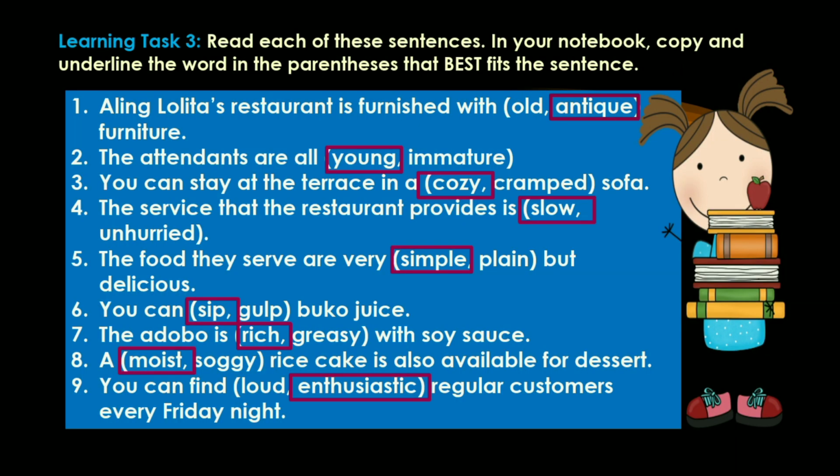This time we'll have learning task number 3. You're going to read each of the following sentences. So in your notebook, copy and underline the word in the parentheses that best fits the sentence. Since the answers are already flashed here on the screen, you may just check your outputs if you got the correct answers. The words boxed in red are the answers for this learning task.